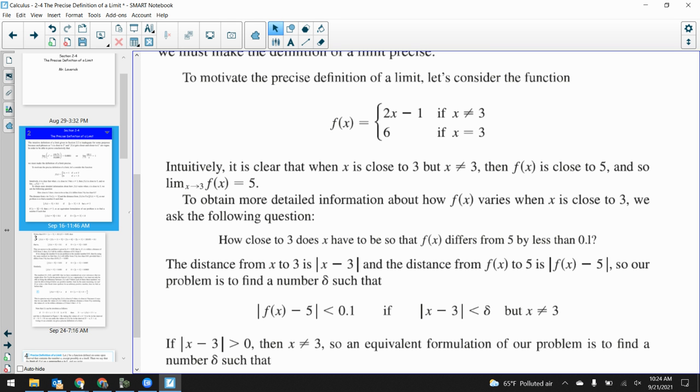is close to 5. How did I get 5? Plug in 3. Direct substitution. 2 times 3 is 6, minus 1 is 5. Right? So I intuitively know that the limit as x approaches 3 of this piecewise function is 5.